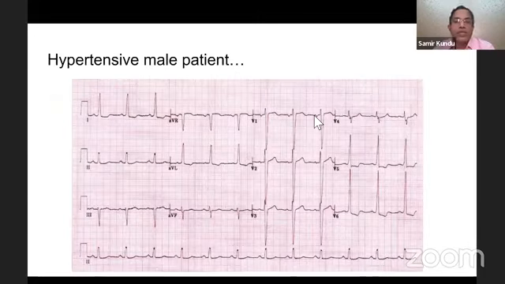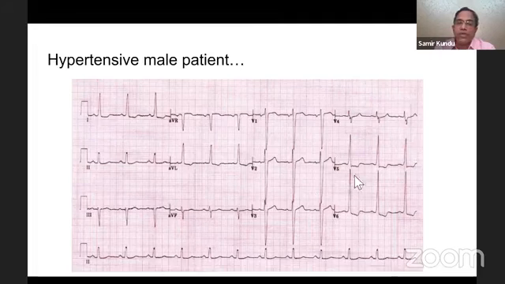This is a hypertensive male patient. Here, by the Sokolow-Lyon criteria, there is a tall R in V5 and V6 and S in V1 more than 35 millimeters. In aVL, the R wave is more than 11 millimeters. The R wave in lead 1 and S wave in lead 3 is more than 25 millimeters. By the Cornell criteria, the R wave in aVL is more than 11 millimeters and the S wave in lead 3 more than 28 millimeters. So this is the ECG with secondary ST-T changes with asymmetrical T wave inversion.